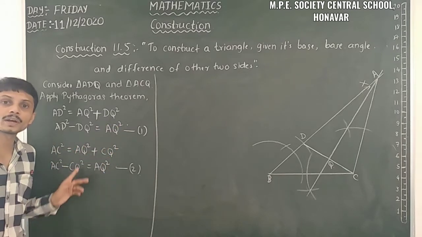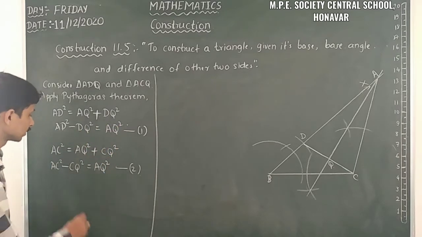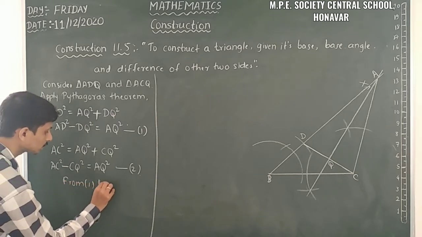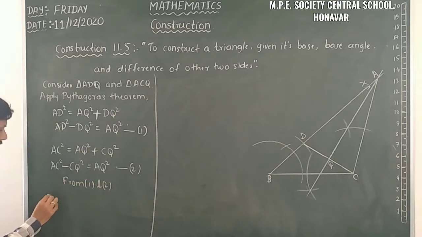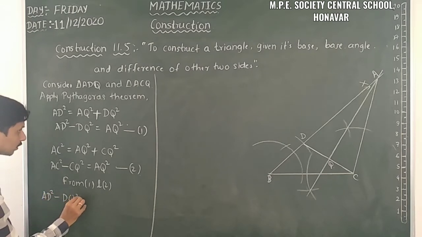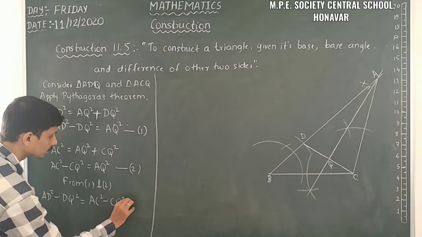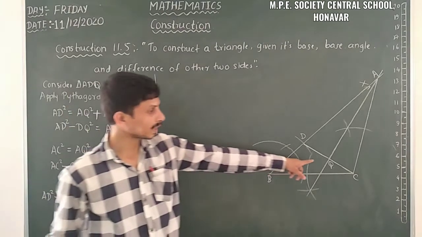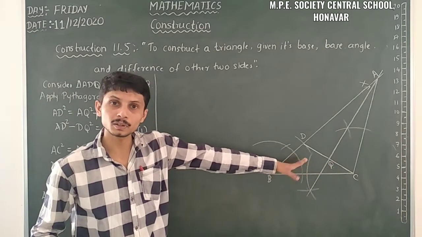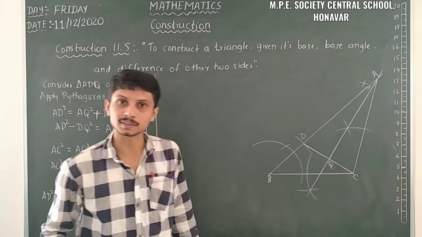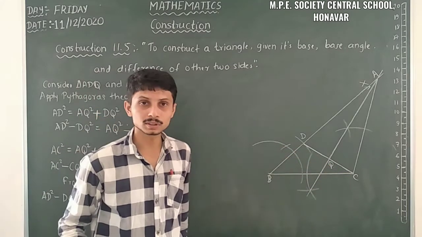That's why we have to equate those two LHS sides. So from equation 1 and 2, we can take AD square minus DQ square is equal to AC square minus CQ square. Here just observe, perpendicular bisector means it's not only perpendicularly bisected, it also splits the line into two equal parts. So that's why DQ is equal to CQ also.